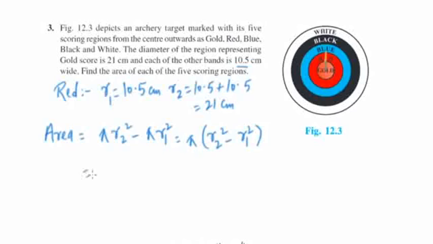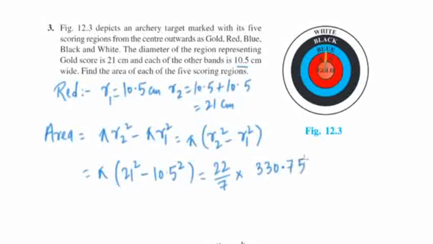And we know the value of r2, that is 21 square minus 10.5 square, that is the value of r1. So on solving this, we will get 22 by 7 multiplied by 330.75, which is the same as 1039.5 square centimeter. So that is the area of the red region.